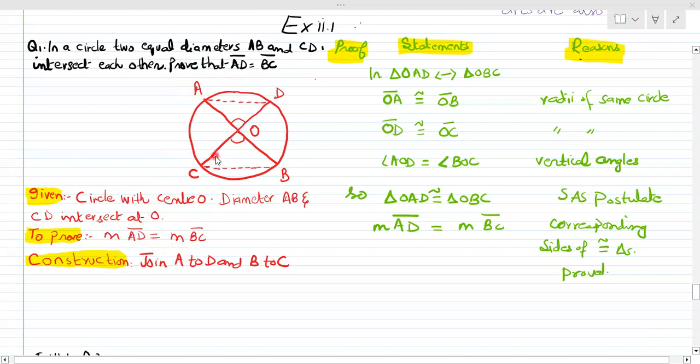Where are AD and BC? Here we have joined A to D and B to C in the step of construction, and we have mentioned it. Now, by collecting and organizing all that data, we are going towards the proof, which is the main part of this solution. And we divide it into two portions, as we know: statements and reasons.